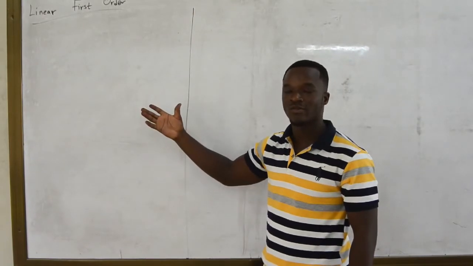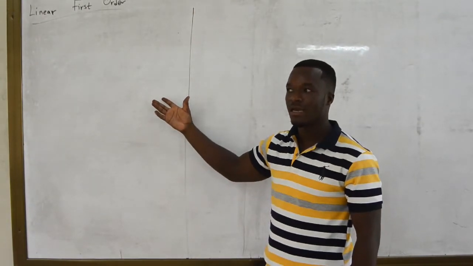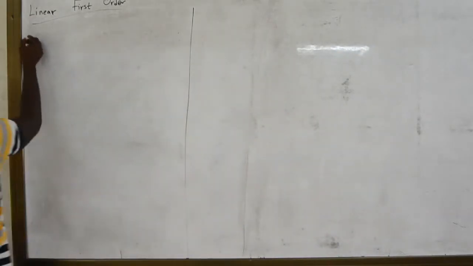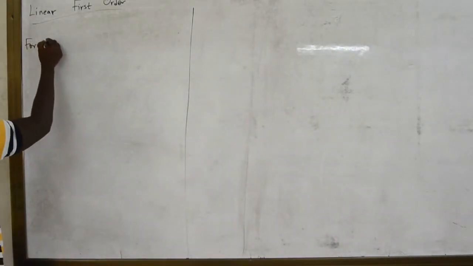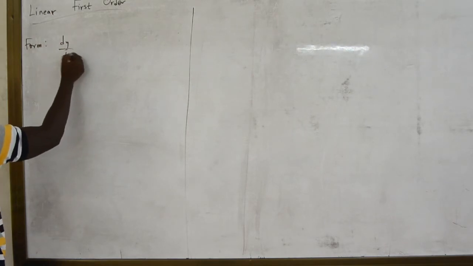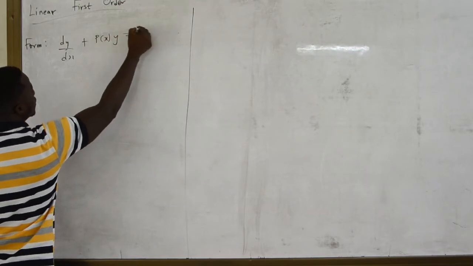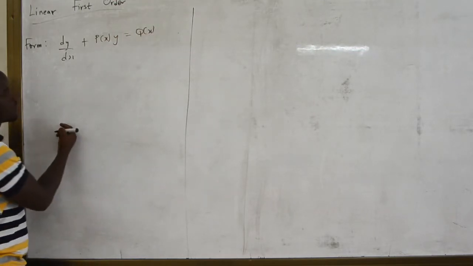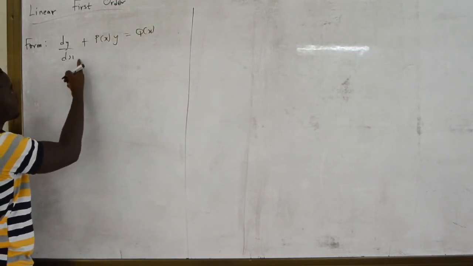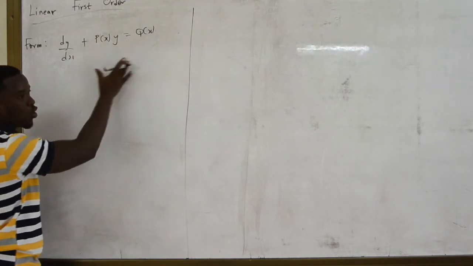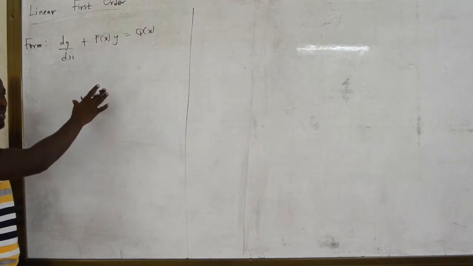A first order differential equation is linear first order, and the linear first order is of the form dy/dx plus p of x multiplied by y is equal to q of x. Always, linear first order is in this form.